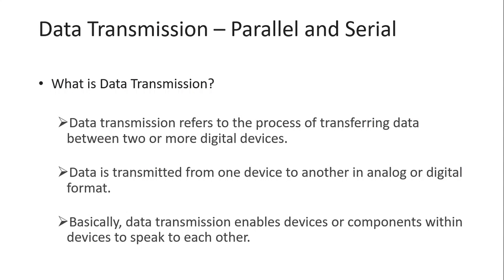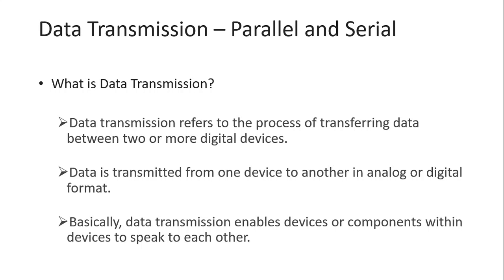Now, let us understand what is data transmission. Data transmission refers to the process of transferring data between two or more digital devices. Whenever we are sending and receiving data, that process is called data transmission. It is the transmission of signals between two or more digital devices. This data is transmitted from one device to another either in analog or digital format.